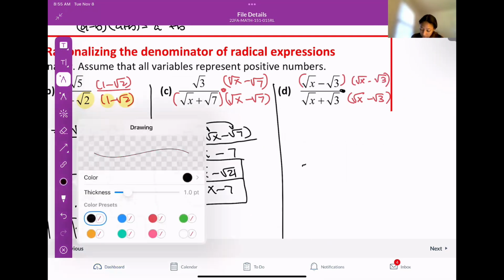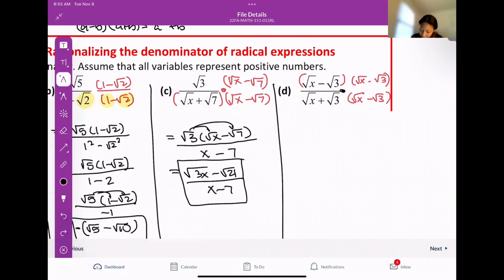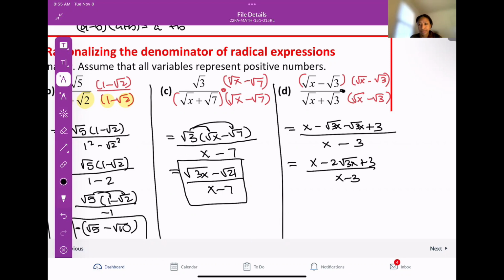When we FOIL this out, what will we get? The square root of x times the square root of x is x, and then minus the square root of 3x minus the square root of 3x plus 3 over the square root of x times the square root of x is x minus the square root of 3 times the square root of 3, which is 3. And if we simplify this, we get x minus 2 radical 3x plus 3 over x minus 3.